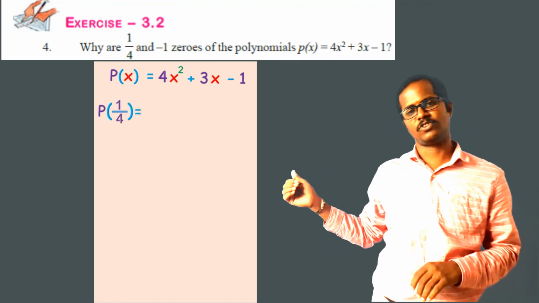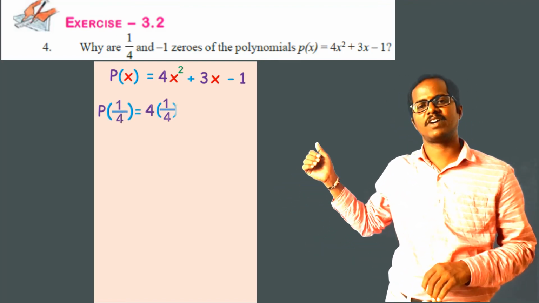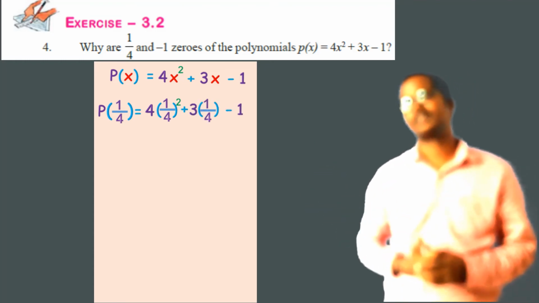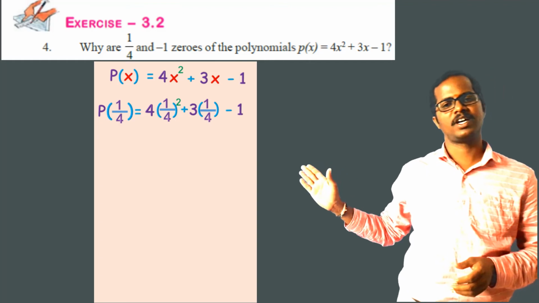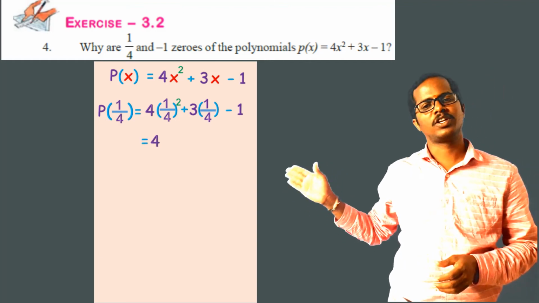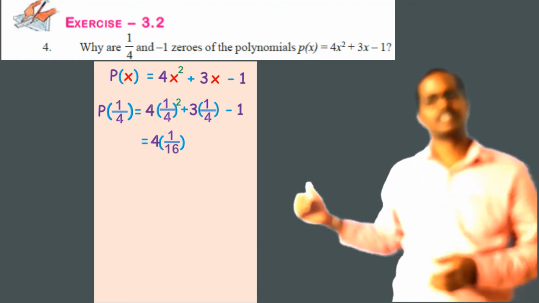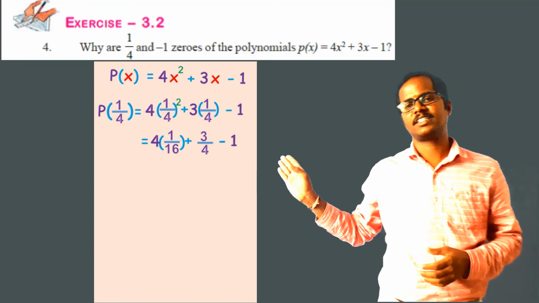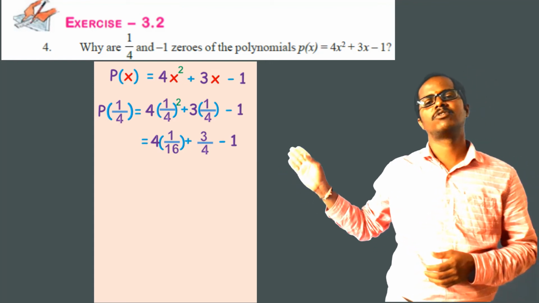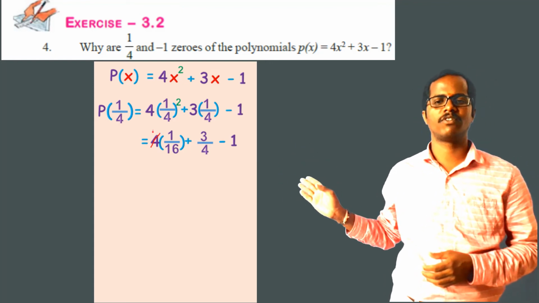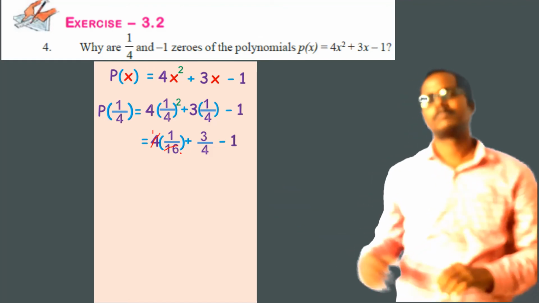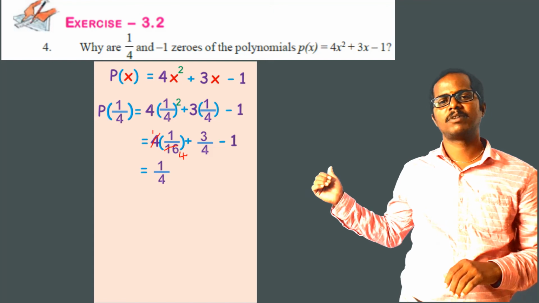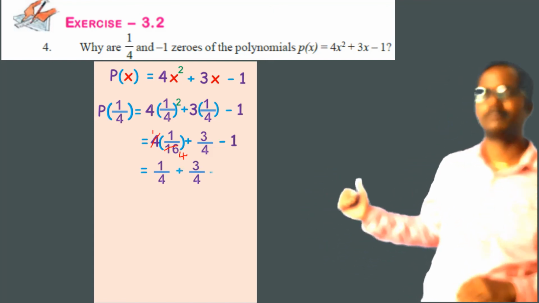So what do we get? 4 into 1 by 4 whole square plus 3 into 1 by 4 minus 1. So by doing 1 by 4 square we get 4 into 1 by 16 plus 3 into 1 by 4 minus 1. Here we can cancel 4 and 16. By cancelling, 4 ones are 4, 4 fours are 16, we get 1 by 4, and the next term, 3 into 1 by 4, can be written as 3 by 4, and minus 1.